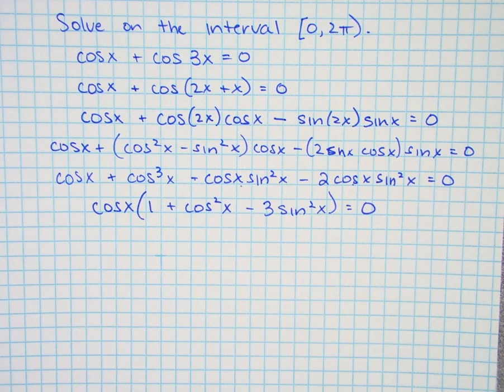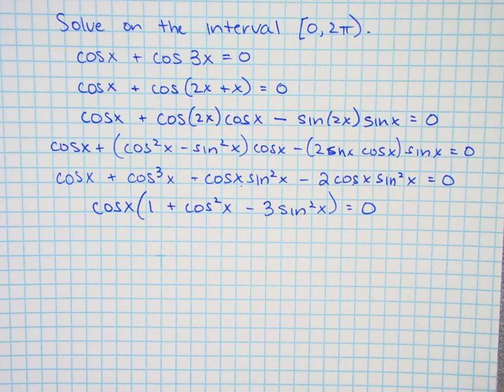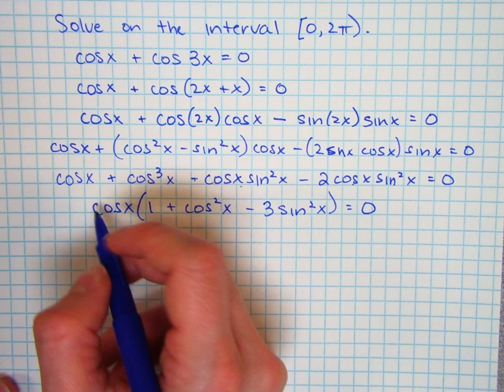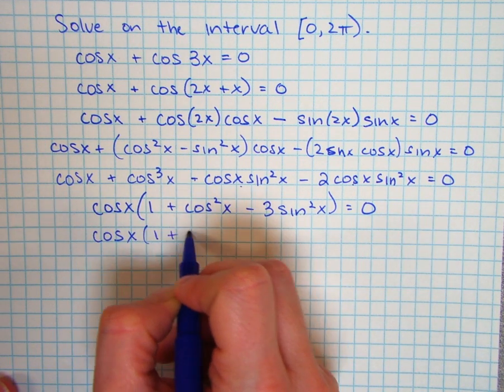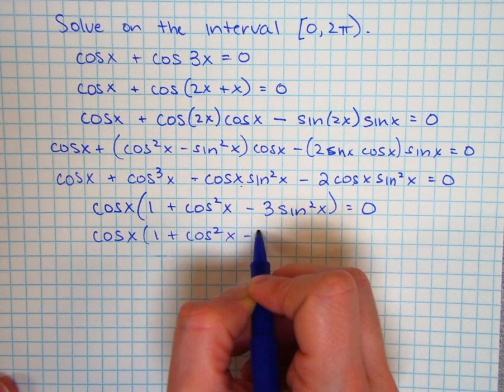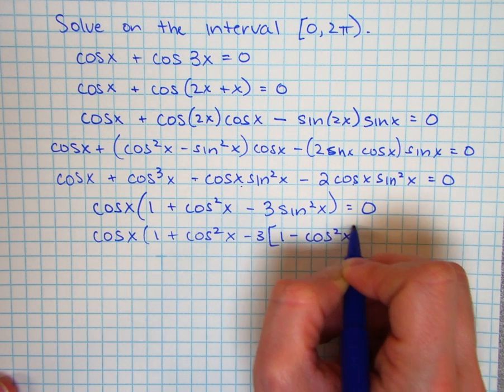Now at this point I'm in pretty good shape, but I still have a sine here. So I want to rewrite that sine to be in terms of cosine. I'll use my Pythagorean identities for that. So one more time, cosine of x times 1 plus cosine squared of x minus 3 times the quantity 1 minus cosine squared of x.